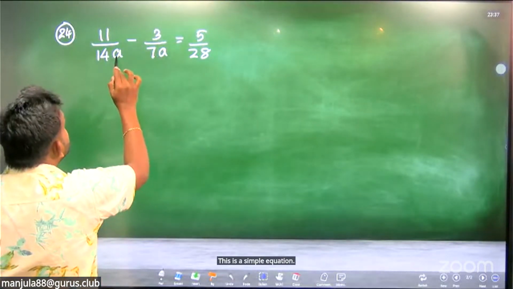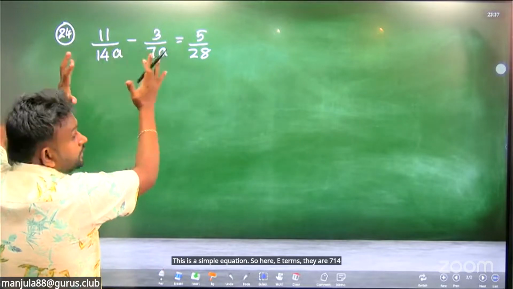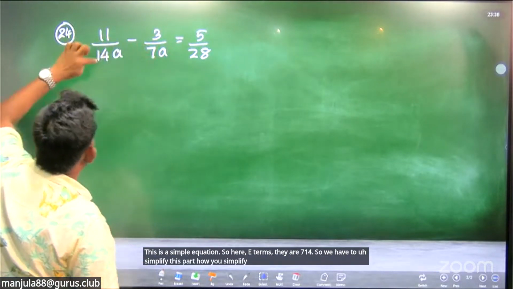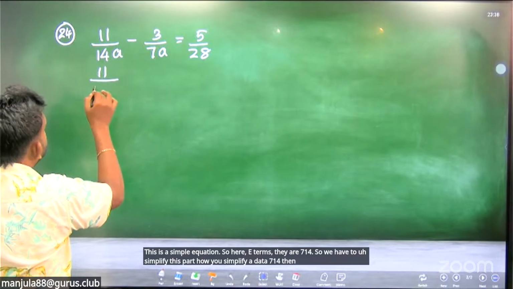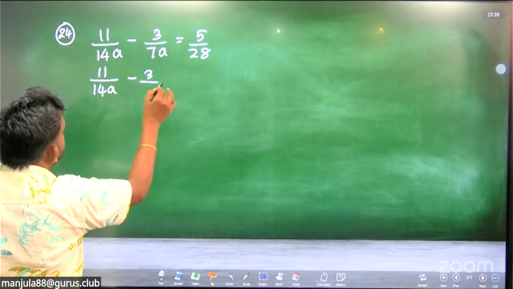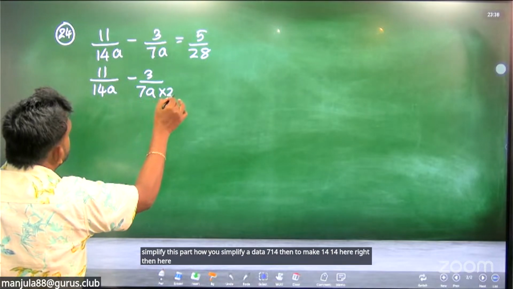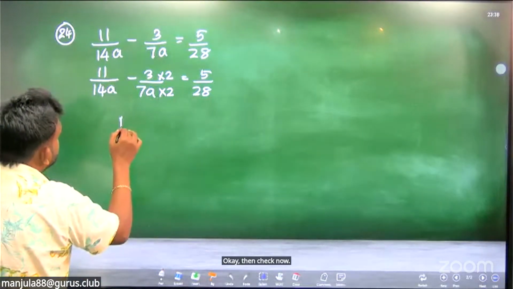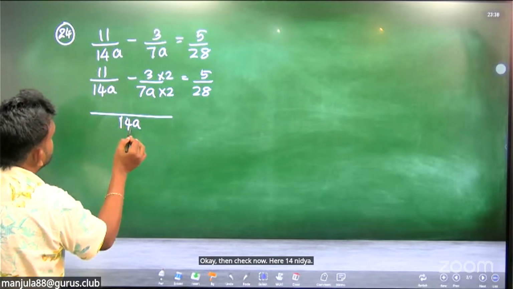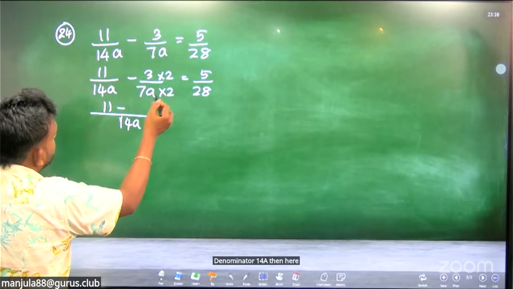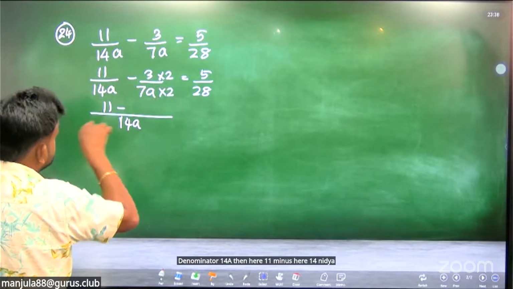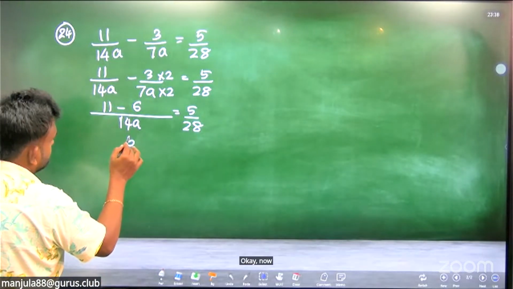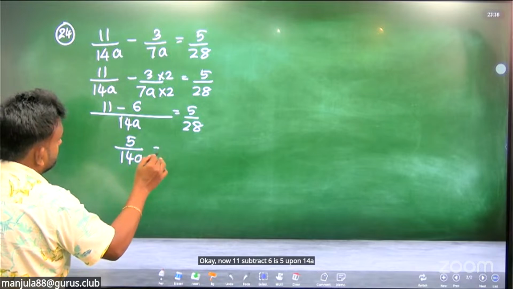So here the A terms are 7a and 14a. So you have to simplify this part. How do you simplify? To make 7a into 14a, you multiply by 2. Then check now: the denominator is 14a, then 11 minus, here 3 into 2 is 6, equal to 5 upon 28. Now 11 subtract 6 is 5 upon 14a equal to 5 upon 28.